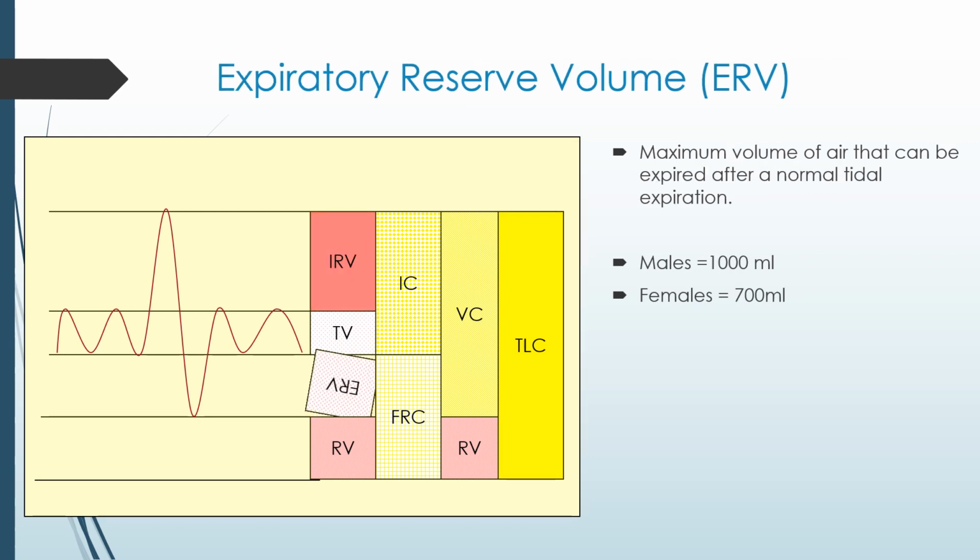And then expiratory reserve volume is the maximum volume of air that can be expired after a normal tidal expiration. It also differs in males and females. In males it is 1000 milliliters, and in females it is 700 milliliters.